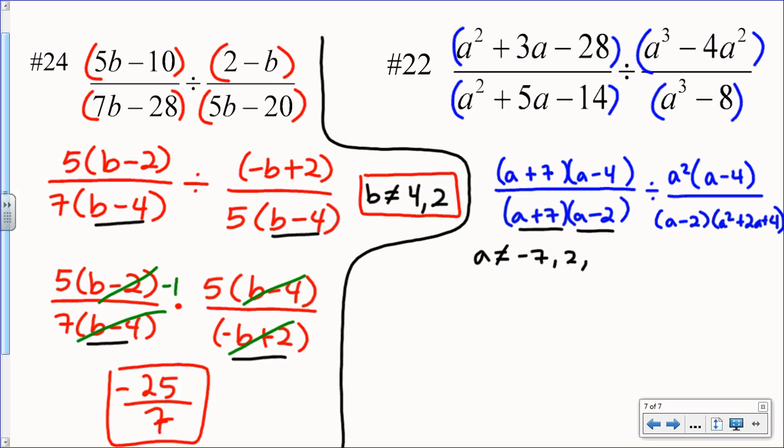I'm not going to make you write a disclaimer for this quadratic. You'd have to use the quadratic formula because it doesn't factor, and we're just not there yet. So just your linear factors, those are the ones that I want you to write the disclaimer on.